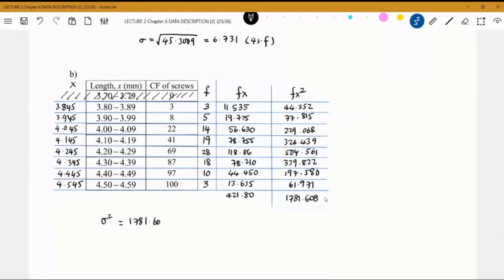So directly substitute into the formula, we're gonna have 1781.608 minus the 421.8 square. Okay, so obviously we have the n here. This one is your n, so we can have divided by 100. The whole thing must be divided by n minus 1, which is 99. So the variance we're gonna have 0.02482. Right?